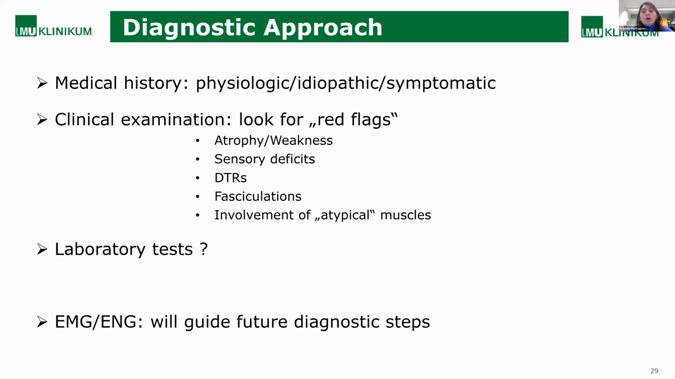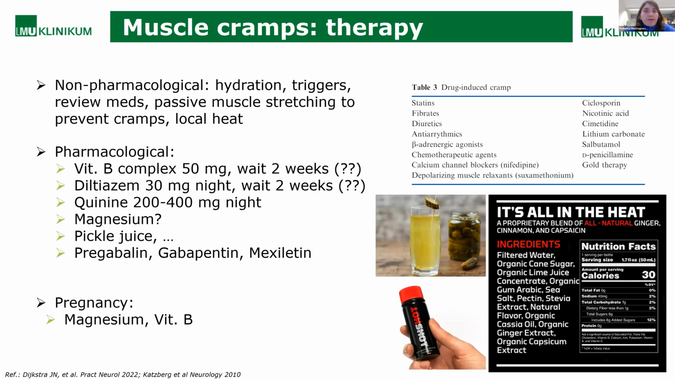In the examination, we should look for red flags or for symptoms or signs that are indicative of another neuromuscular disease. We can perform different laboratory tests, mainly to exclude the non-neurological causes, which usually are not very informative in everyday practice. And if we suspect the presence of a neuromuscular disease, the EMG and ENG will then guide the future diagnostic steps. The therapy of muscle cramps is quite challenging, since often it's quite unsatisfactory for patients.